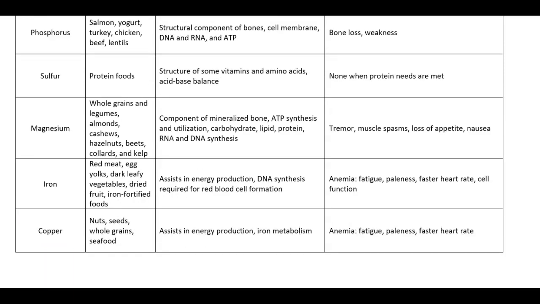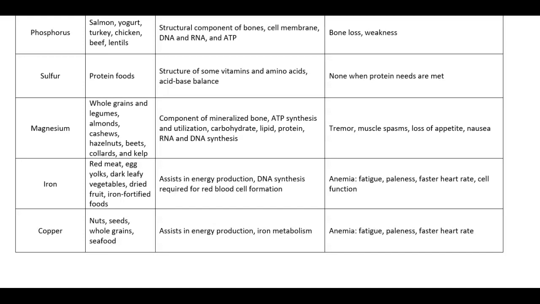Magnesium can be found in whole grains, legumes, almonds, cashews, beets, kelp. It is a component of mineralized bone as well. It plays a role in ATP synthesis, so how we make ATP, how we use ATP, and then also how we make and use carbohydrates, lipids, proteins. It also plays a role in DNA and RNA synthesis, so how we make those compounds. Deficiencies would include tremor, muscle spasms, loss of appetite, and nausea.